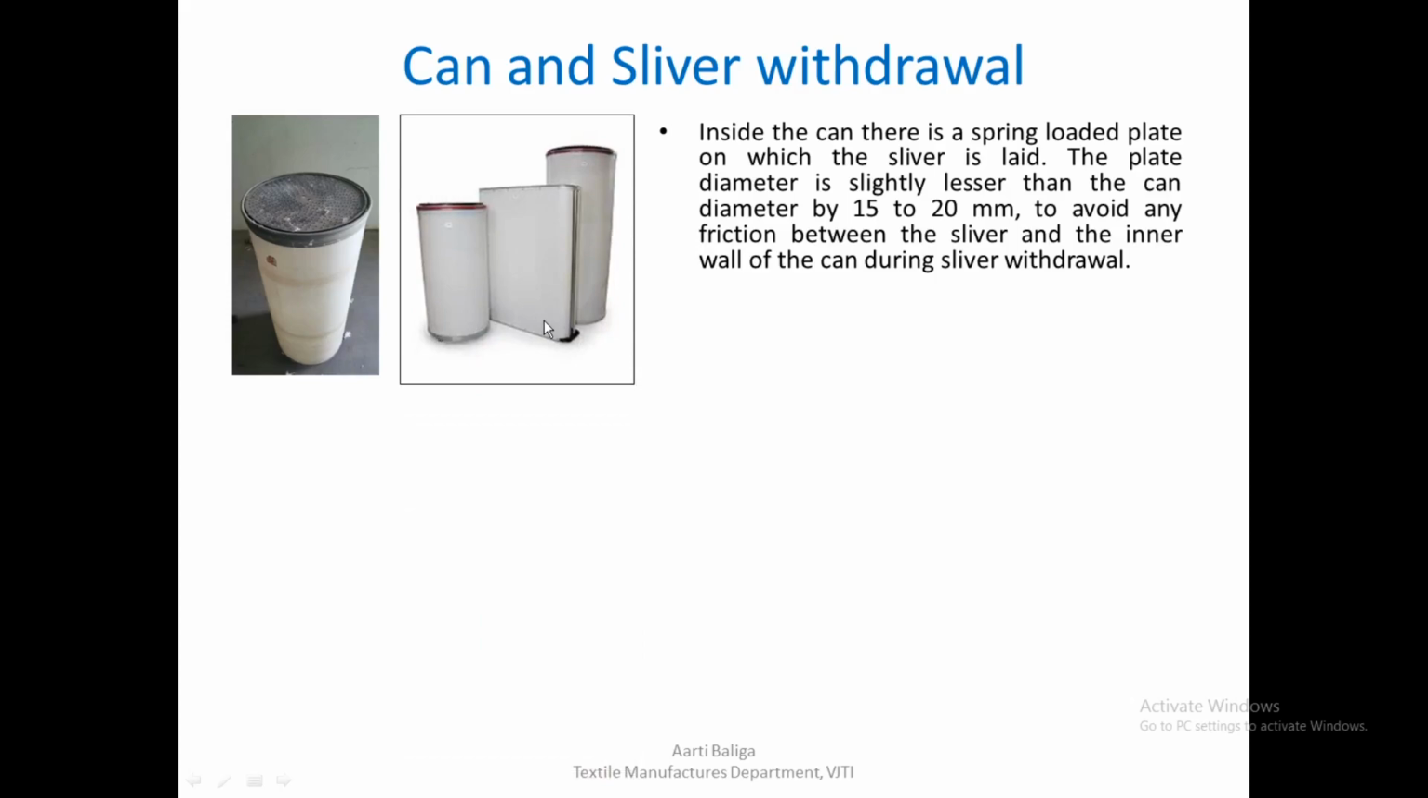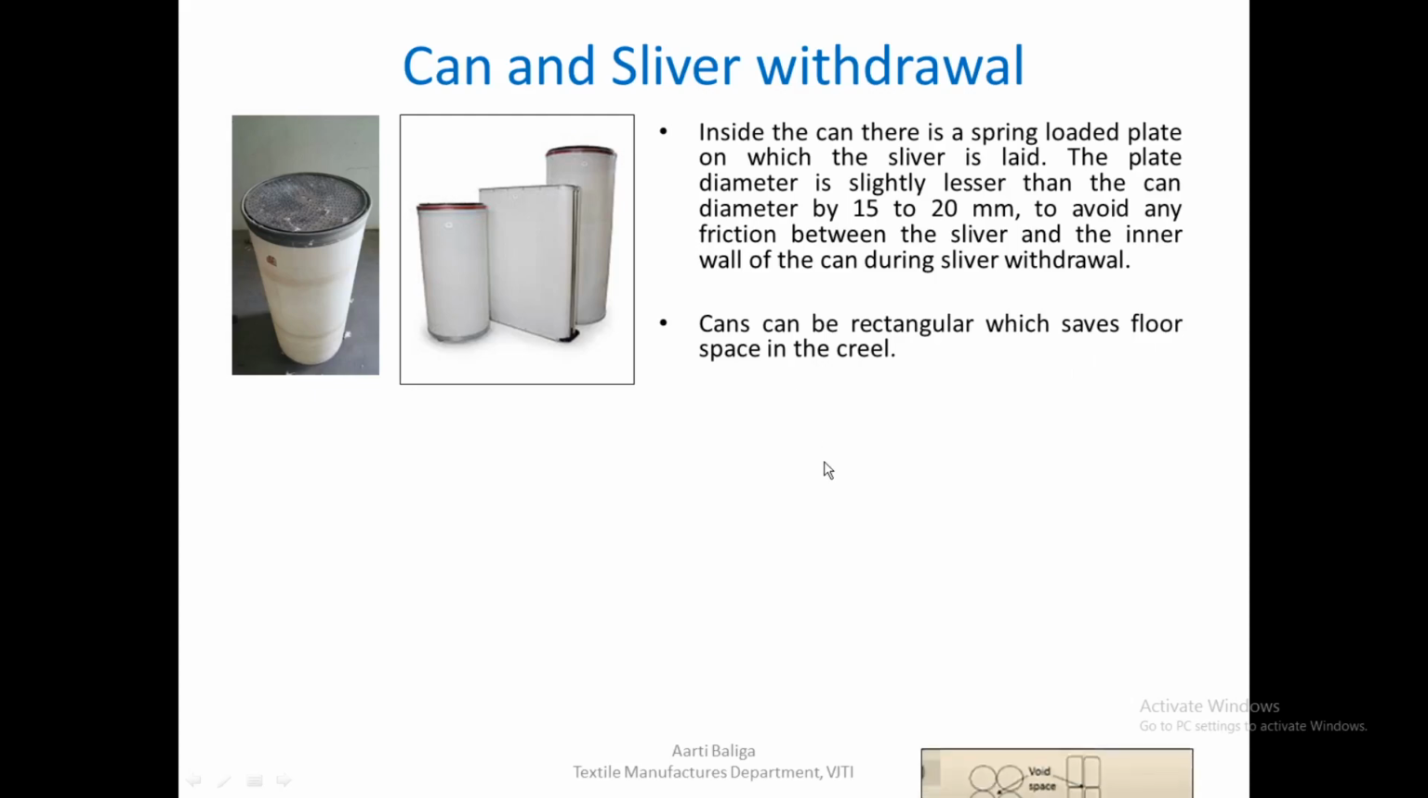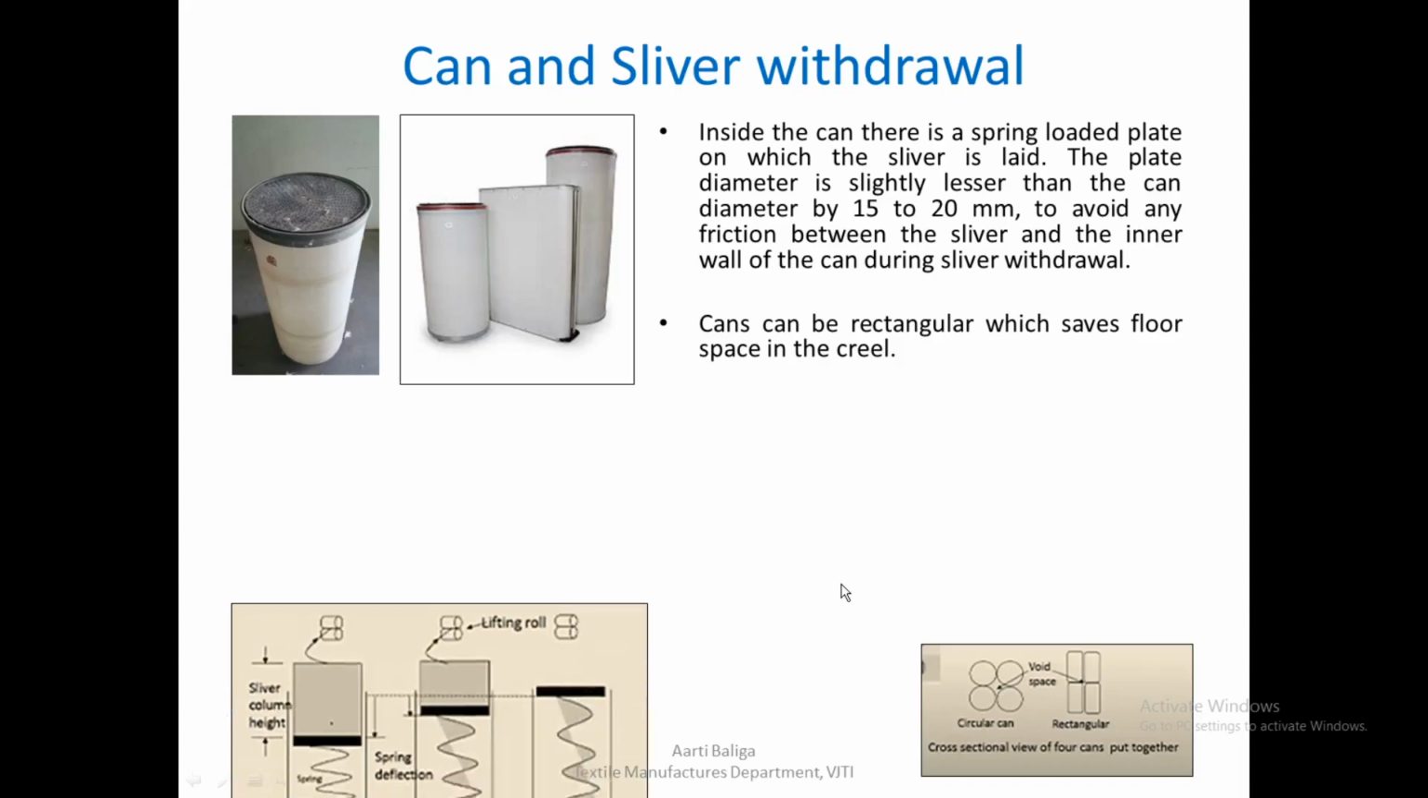So these are the different types of cans. One can here that you can see is a rectangular kind. This kind of can also is available, and it saves floor space in the creel. You can see here the circular cans, when you place them side by side, in the top view you can see that there is a lot of void space in between, whereas in the top view of rectangular cans you can stack more, the void space is reduced. So rectangular cans are also available.